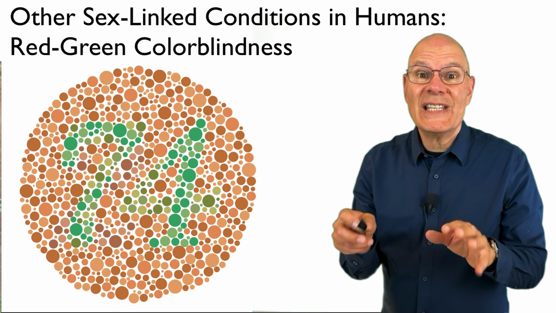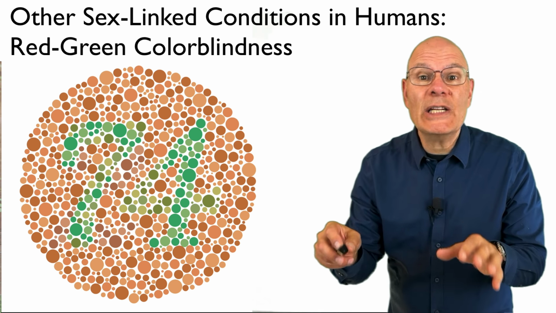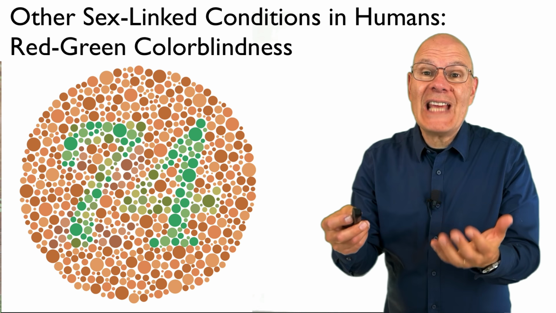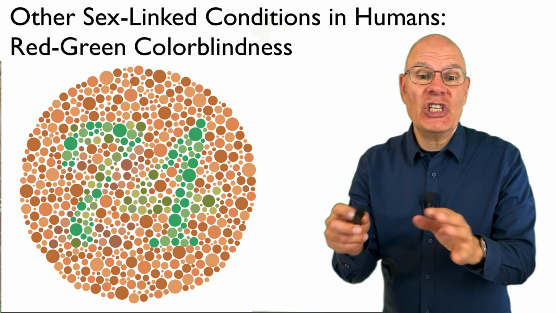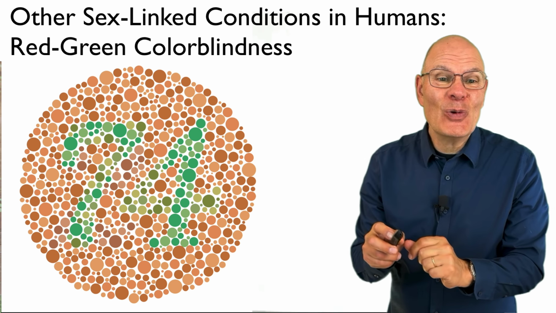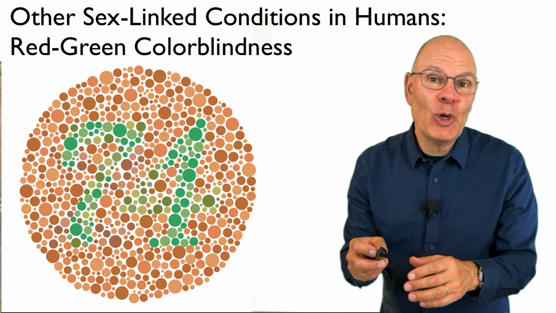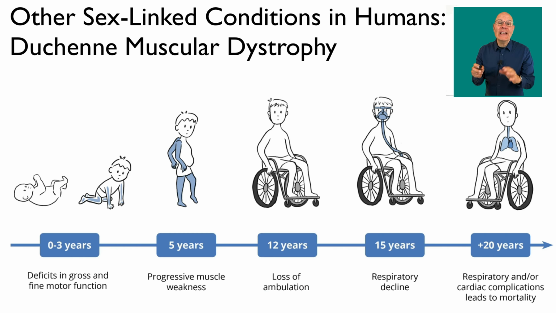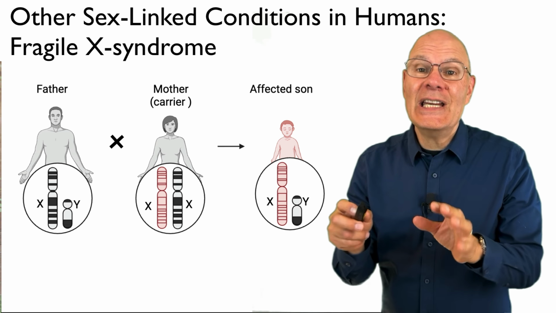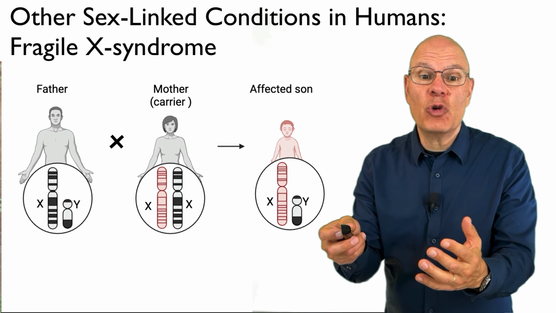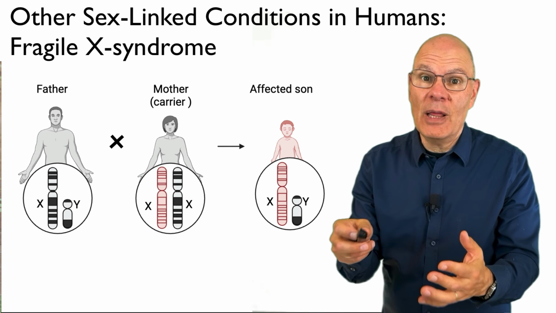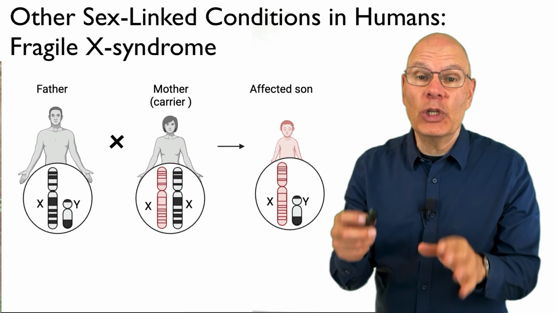Another example of a sex-linked condition in humans is red-green color blindness, which is an inability to distinguish certain shades of red and green. If you don't see the number 74 on this diagnostic image, check with your parents or your doctor. Yet another one is Duchenne muscular dystrophy, a disorder that causes progressive muscle deterioration. It's ultimately fatal. And yet another is Fragile X syndrome, a condition that causes developmental delays and intellectual disability.